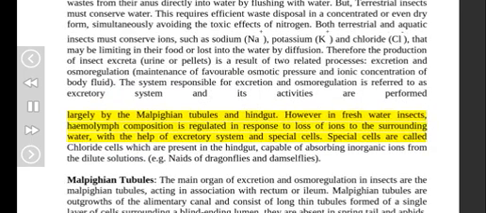However, in freshwater insects, hemolymph composition is regulated in response to loss of ions to the surrounding water, with the help of the excretory system and special cells. Special cells are called chloride cells, which are present in the hindgut, capable of absorbing inorganic ions from dilute solutions, e.g., naiads of dragonflies and damselflies. Malpighian tubules. The main organ of excretion and osmoregulation in insects are the Malpighian tubules, acting in association with the rectum or ileum.